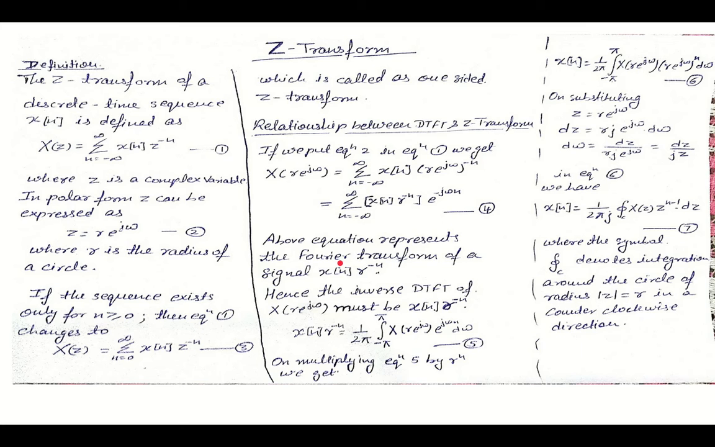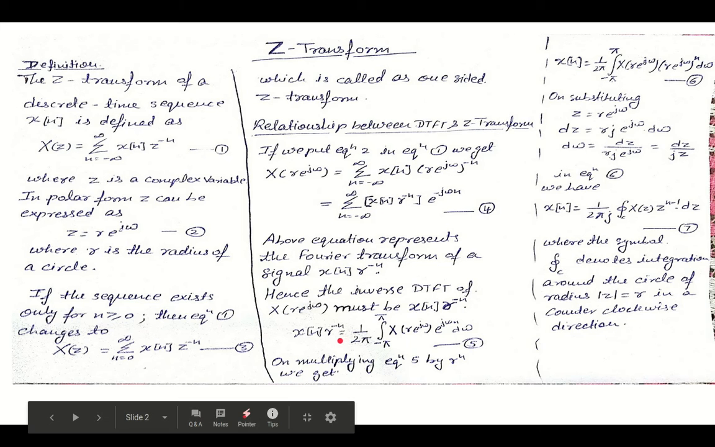Now since we can obtain this discrete time Fourier transform, similarly we can obtain its inverse as well. The inverse of this signal x[n] r to the power minus n can be obtained by 1 upon 2 pi, integral from minus pi to pi of X(r e to the power j omega) into e to the power j omega n, and this integration is with respect to omega. That's why d omega is over here.